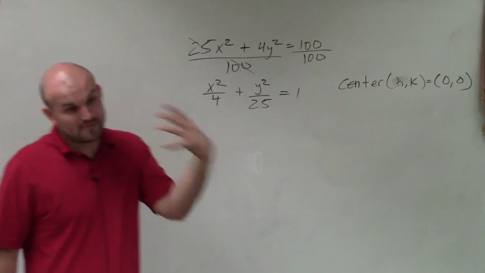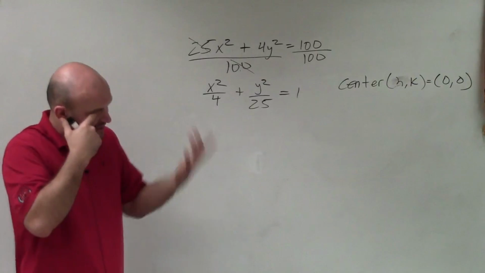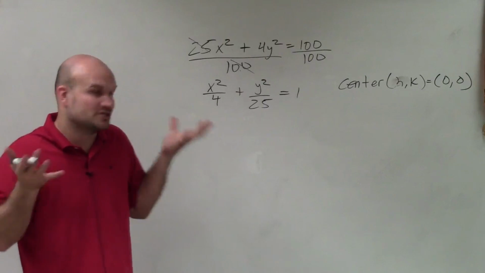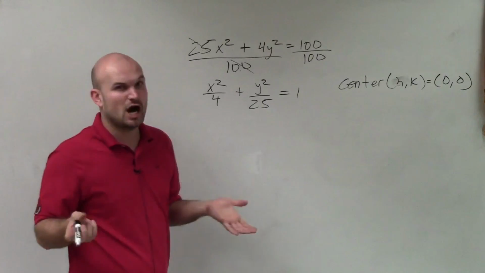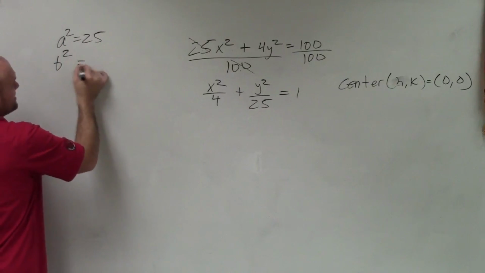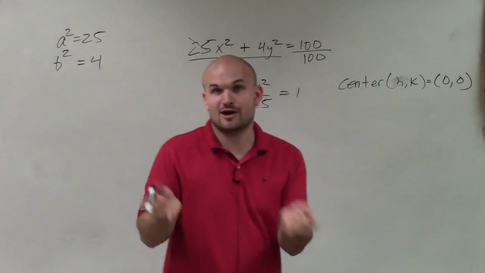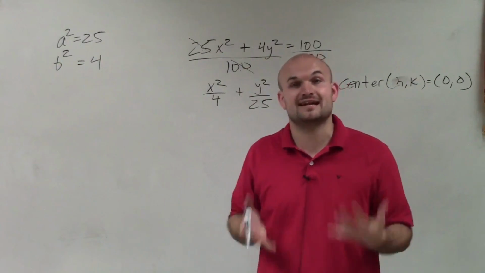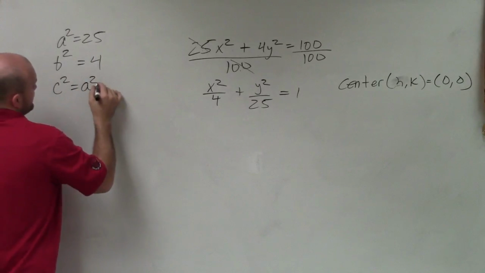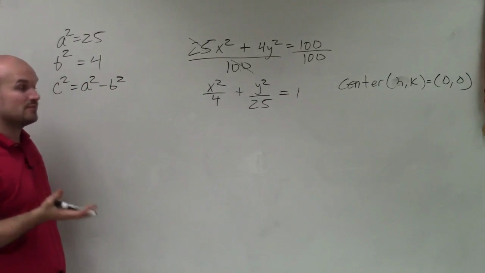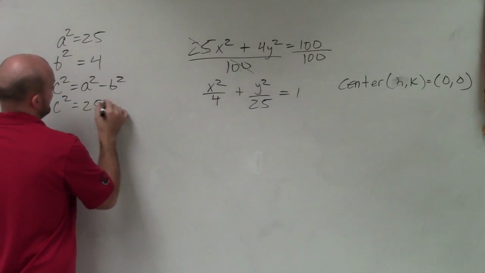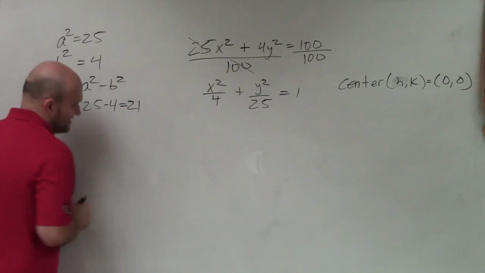The next thing is now I need to determine what my a squared is and my b squared. And when I'm looking at ellipses, it's very obvious to be able to choose which one you want. A squared is always going to be your larger denominator. So I look at 25 and 4, and I can say, OK, obviously, a squared is going to equal 25, where b squared is going to equal 4. However, we need to figure out what c squared is, because that's going to help us identify the distance from the center to the foci. So c squared is equal to a squared minus b squared. That is the equation we're going to use to solve for c squared. So c squared equals 25 minus 4, which equals 21.